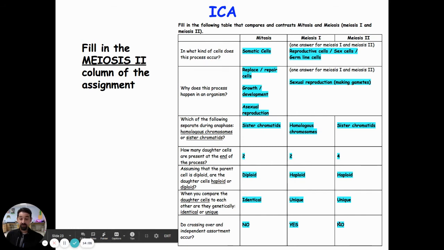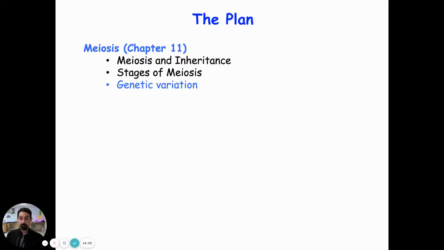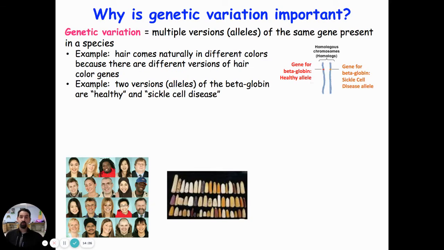In fact, this chart, if you want to pick a chart to study, this would be a very, very good chart, as it highlights probably in the most condensed manner the differences between mitosis and the different stages of meiosis. So genetic variation, we're just going to cover this real briefly. Why is it important? Well, because we want to have variation.